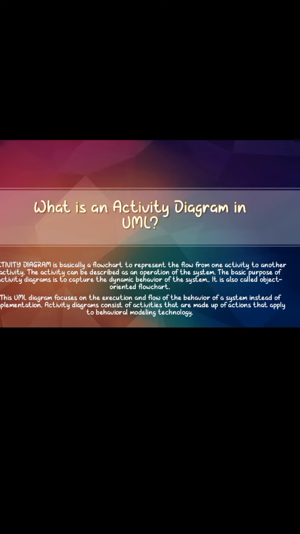The UML diagram focuses on the execution of the flowchart and the behavior of the system instead of the implementation. Activity diagrams consist of activities that are made up of actions that apply to behavioral modeling technology.